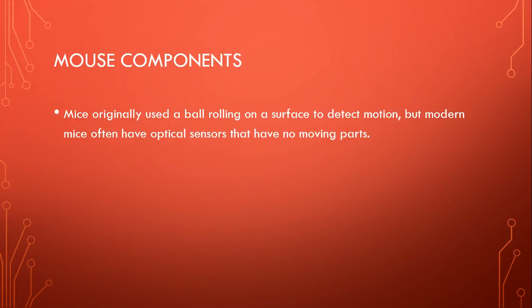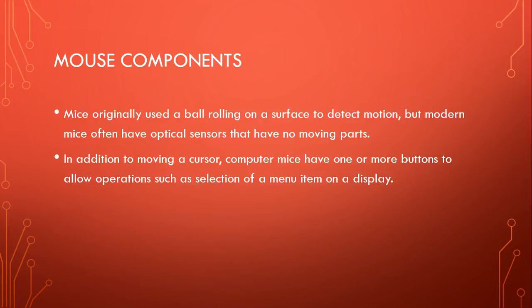Now, let's talk about the different mouse components. Mice originally used a ball rolling on a surface in order to detect motion, but modern mice often have optical sensors that have no moving parts. Which, to be honest, as someone who remembers the old ball mice, is pretty handy, because you don't have to open up the tracking ball and clean it out because your wheels are going to fill with dirt and stuff like that.